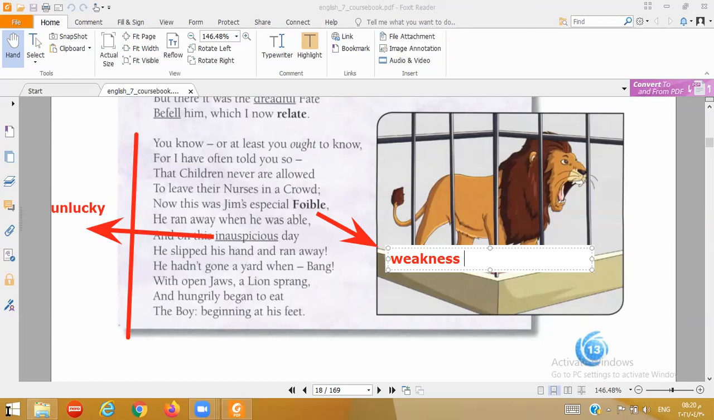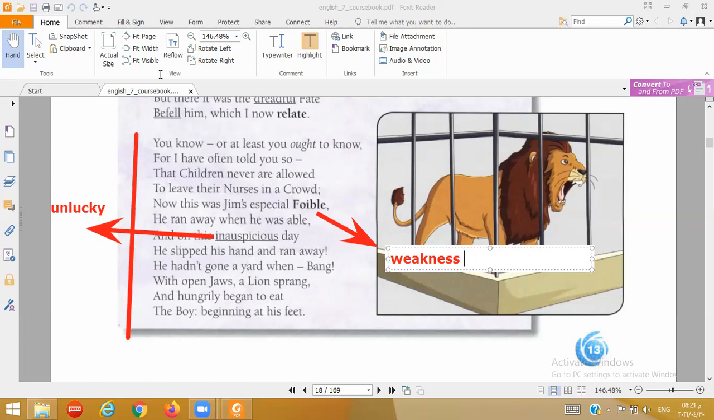Oh my gosh. You know what happened at this scene? The lion began eating him from his feet, and the same day when he ran, he didn't run a yard when a lion attacked him and ate him. That's what the last 10 lines mean. He ran away, didn't run that much, and a lion attacked him and ate him from his toe to his head.